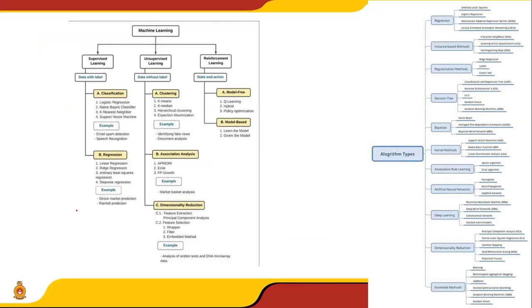Really appreciated. It's nicely categorized: all of these different kinds of algorithms, machine learning things, with data with labels, without labels, and state and actions, and different kinds of clustering, classification, associations, dimensional reductions. For the algorithm types also, it's nicely given: decision trees, regularization methods, Bayesians, kernel methods, association rules, and so on. So go through as much as you can, guys.